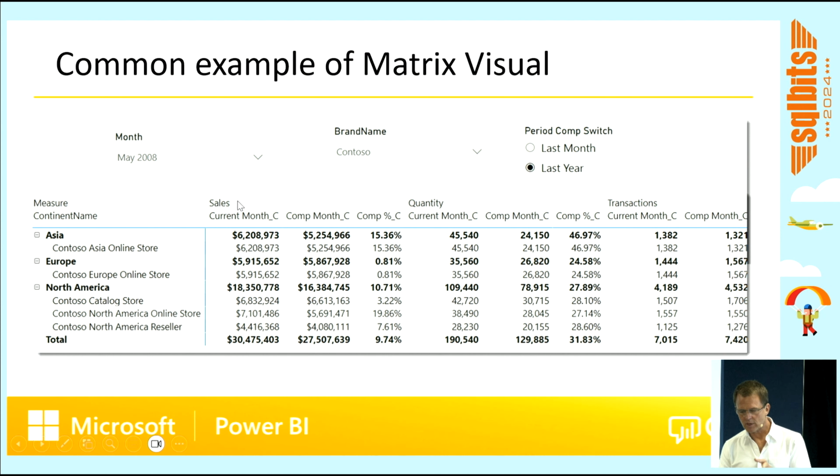And I have 5 metrics. You don't see them because they're off to the side. We've got sales, quantity, transactions, and a couple of other ones as well. So there's quite a lot of work going on.